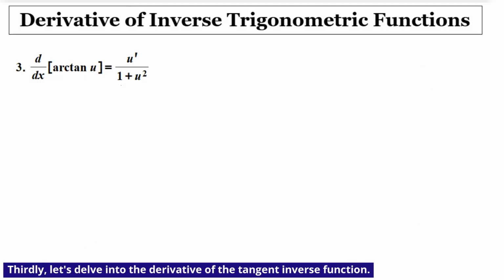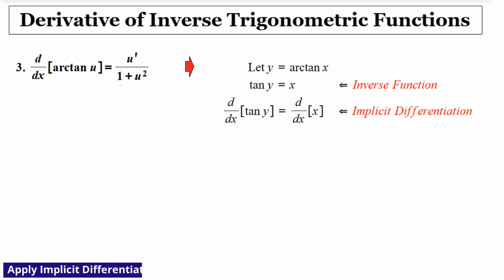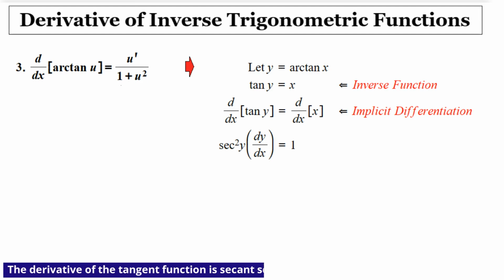Thirdly, let's delve into the derivative of the inverse tangent function. Firstly, define the domain as x. Swap x and y using the inverse function. Apply implicit differentiation. The derivative of the tangent function is secant squared y, and dy/dx becomes 1 over secant squared y.